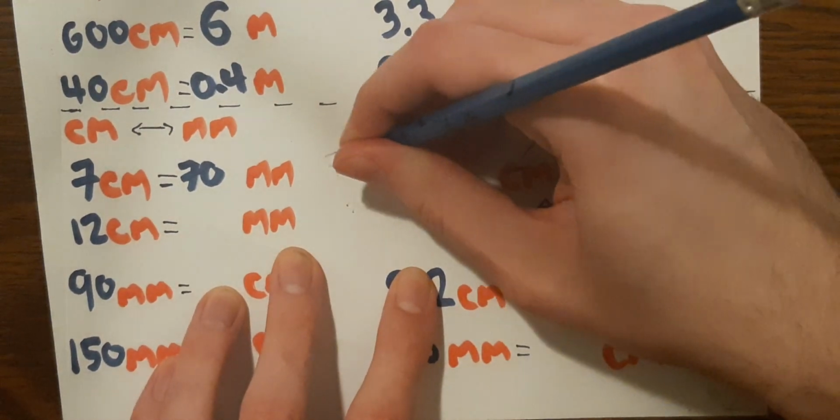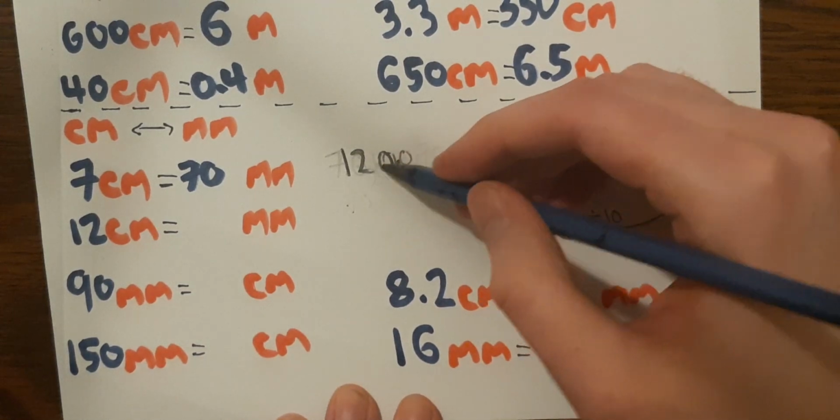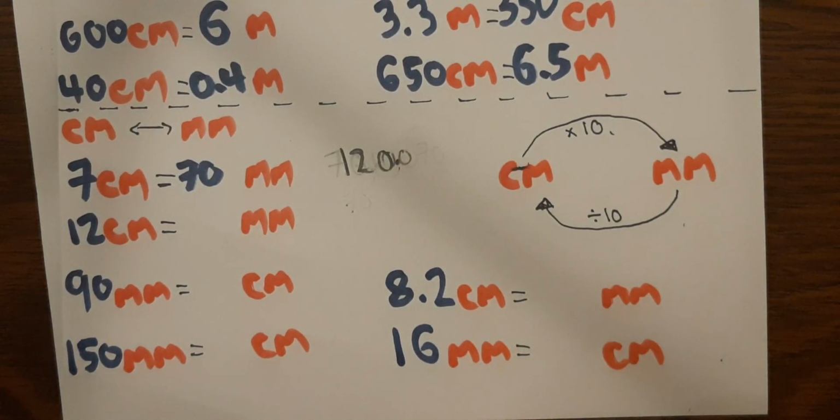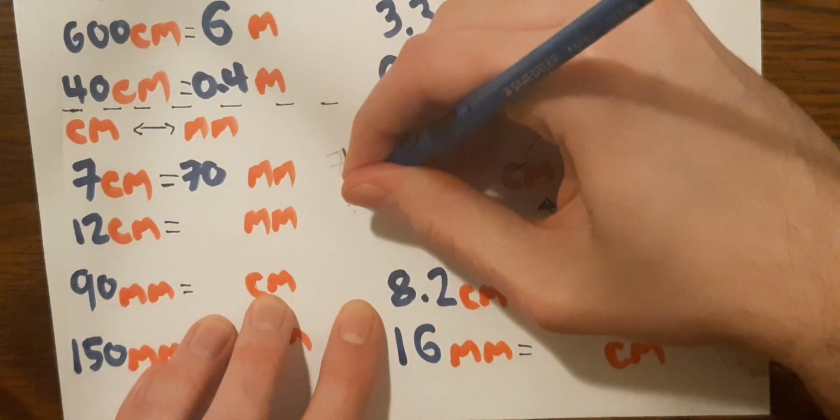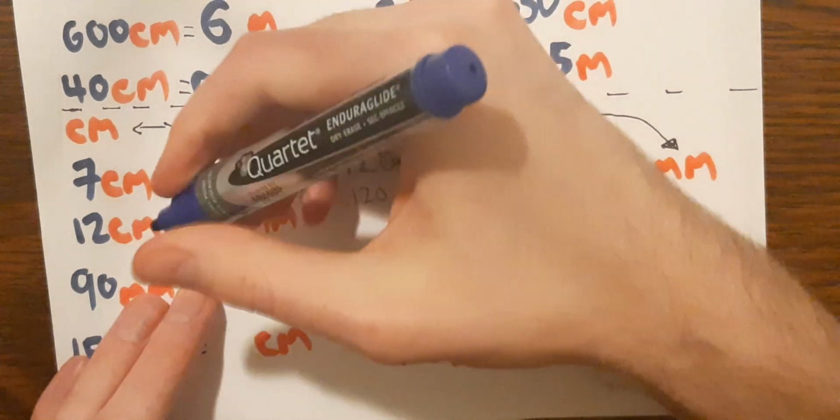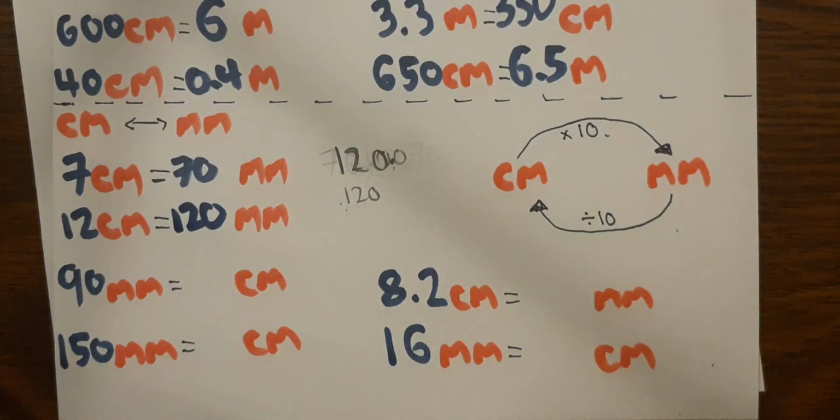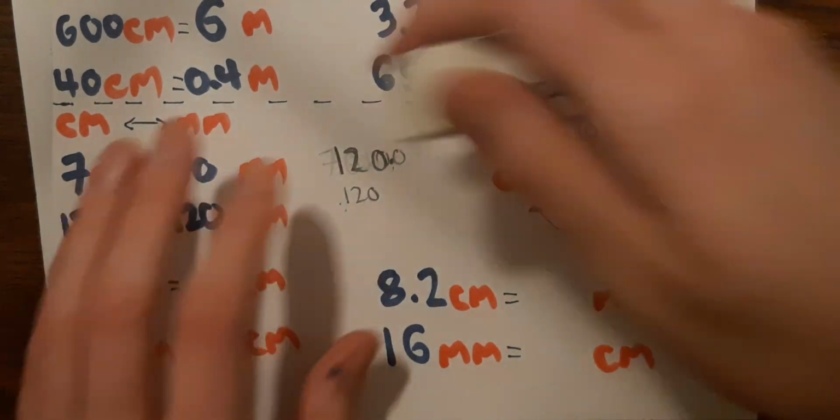You guys will probably be able to do this neater than me, but that's okay. 120 decimal. What is that? What's 120? 120. Gives us our answer. 12 centimeters is the same as 120 millimeters.